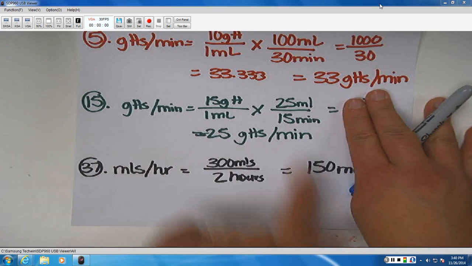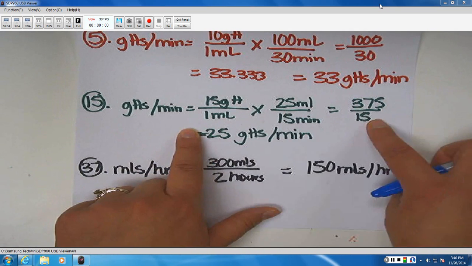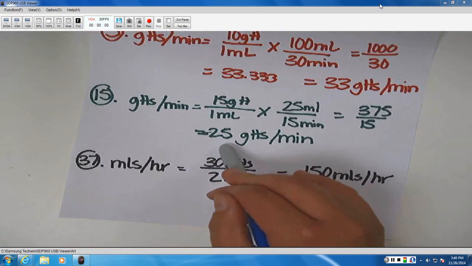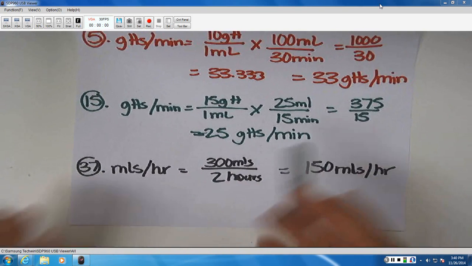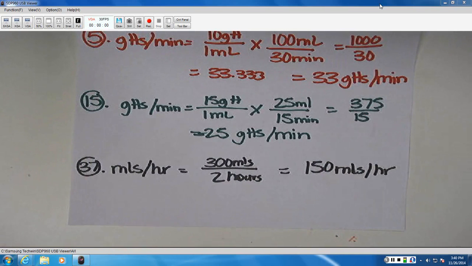I'm going to multiply straight across. 15 times 25 is 375 divided by 15, and it ends up being that I'm going to give 25 drops per minute. And then I will get that 25 milliliters infused into my patient in a 15-minute time frame.